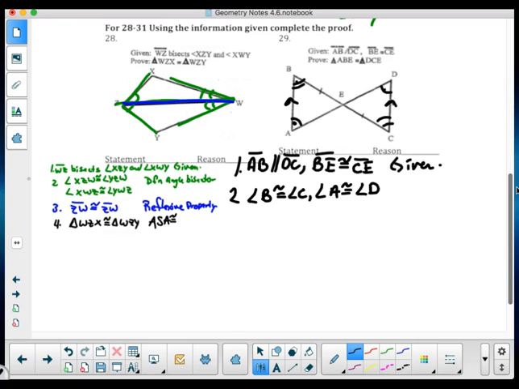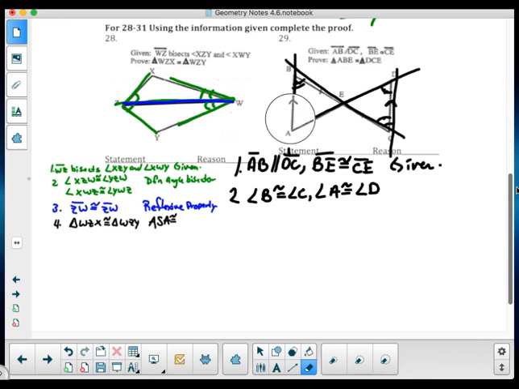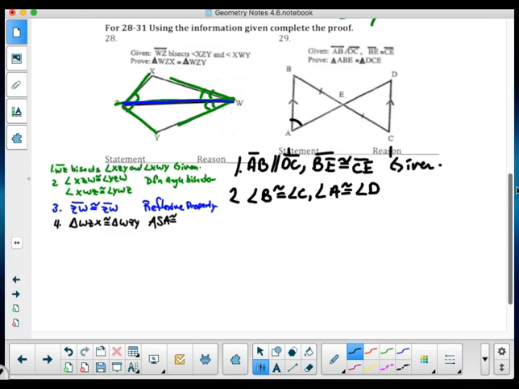And remember, I'm using alternate interior angles. These are my parallel lines. This is my transversal. That's my alternate interior angles there for A and D, and my alternate interior angles for B and C. That's why I'm ordering the way I am. Now we'll get rid of those, and we'll come back to our markings because of alternate interior angle theorem.